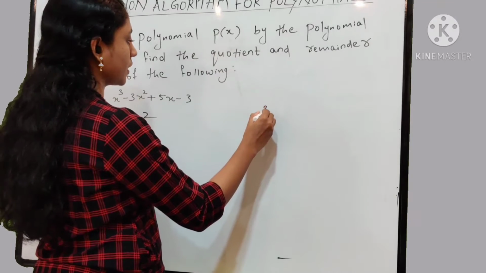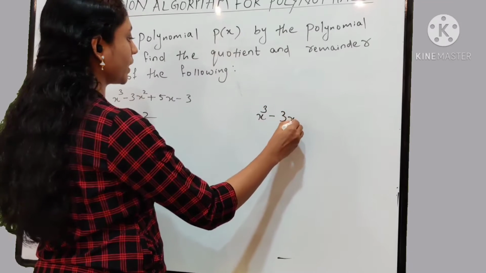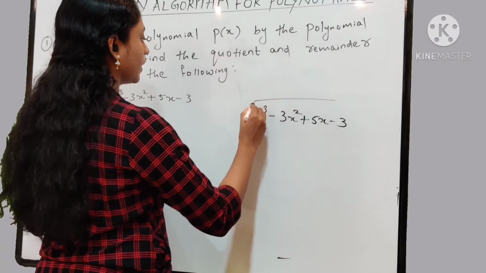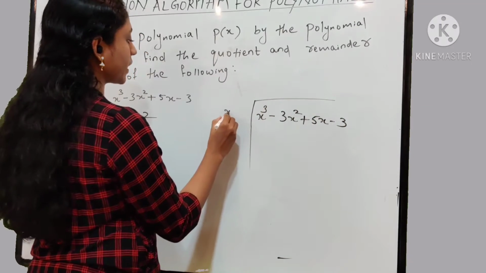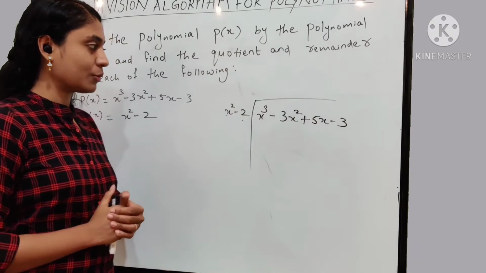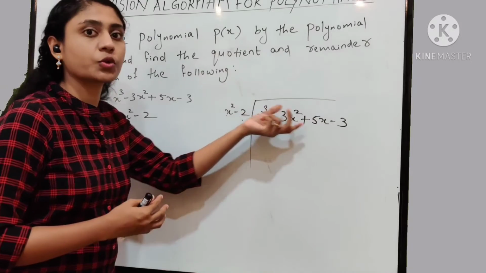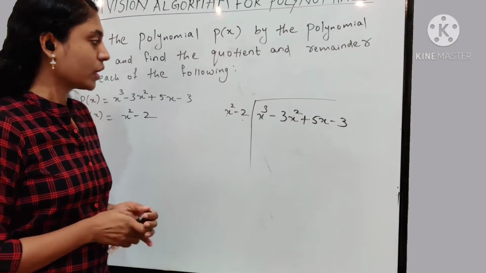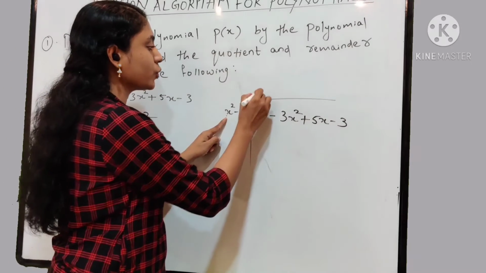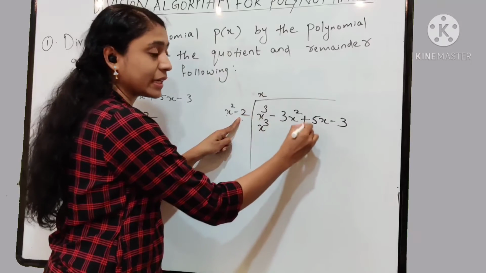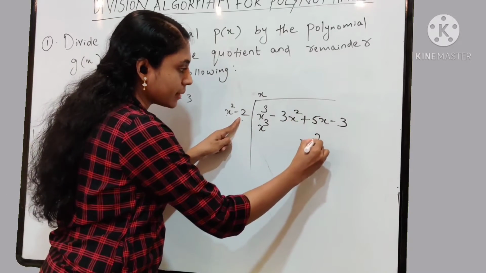Here it is x cube minus 3x square plus 5x minus 3 divided by g of x, which is x square minus 2. Now we can perform the polynomial division. I am not explaining in detail how to divide step by step, that we all discussed in our previous videos. So first, x square into x is x cube. Then minus 2 into x is minus 2x. So write it under the x term, minus 2x.